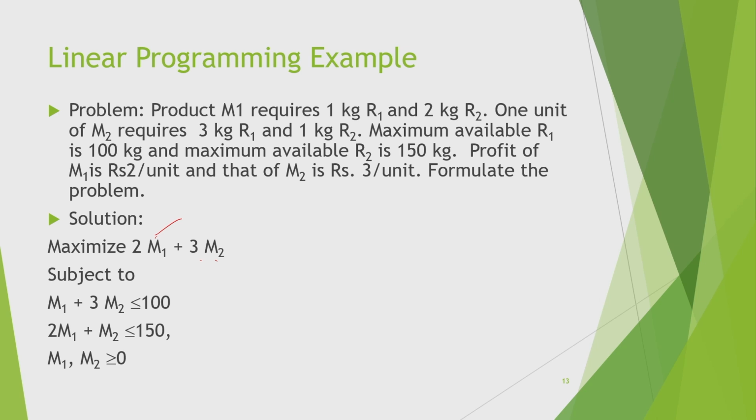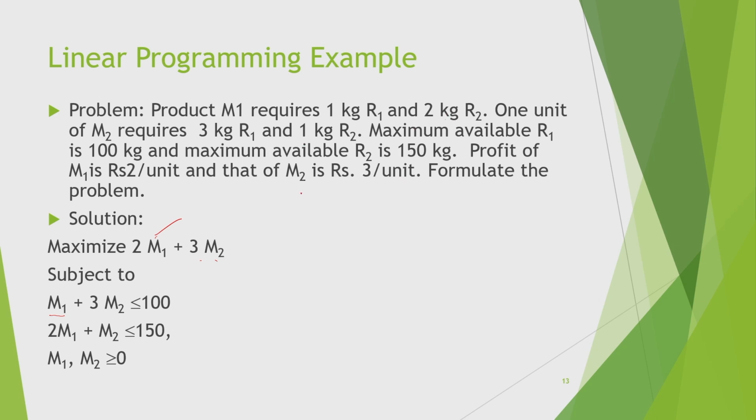Subject to what constraint? Because you have one resource that you need to make, that is 100 kg only. So this is less than or equal to 100. Because if you make 1 unit of M1, you need 1 kg of that resource. So 1 into M1 plus 3 kg of R1 and 2 kg of R2.